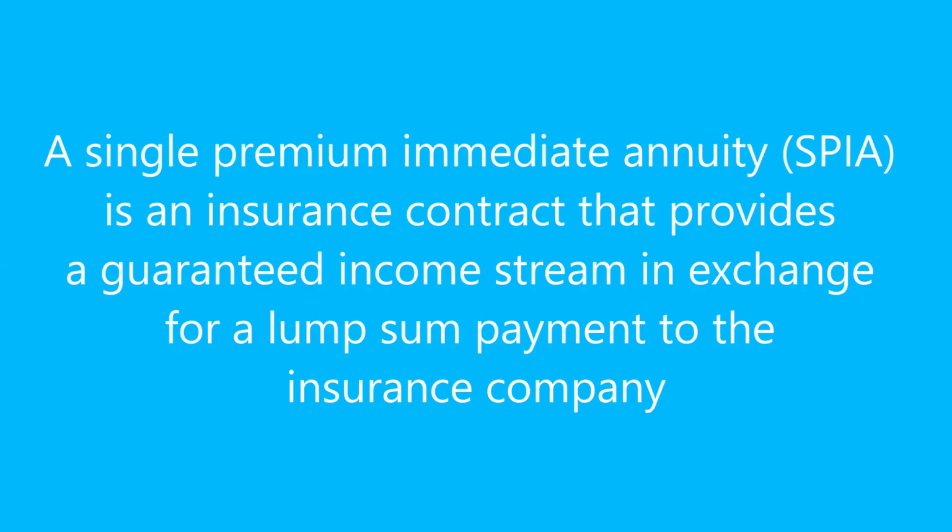So we've got to break it down: there are different types. Let's give them a couple of different types of annuities. The first one is, to me, the most simple. It's called the immediate annuity, or single premium immediate annuity. In the industry, we call it SPIA.